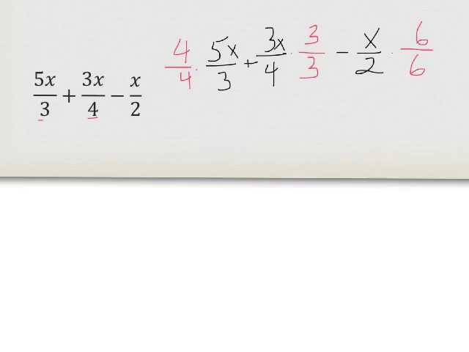Okay? So it's very important you're multiplying by the same thing on the top and the bottom, because then you're really just multiplying by the fraction 1, which means you are not changing the value of anything.